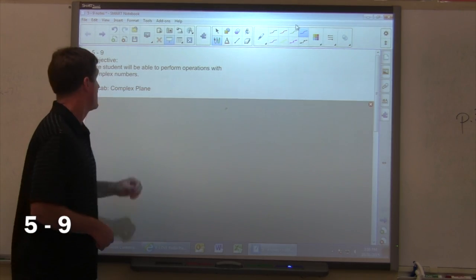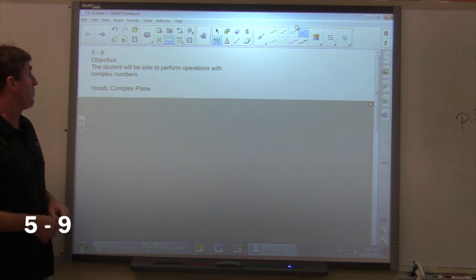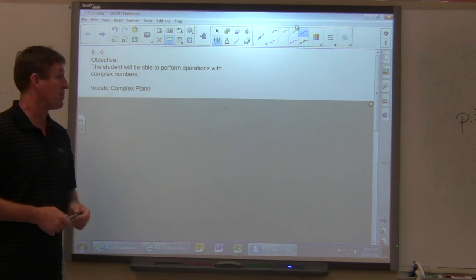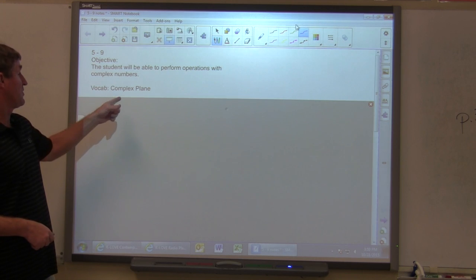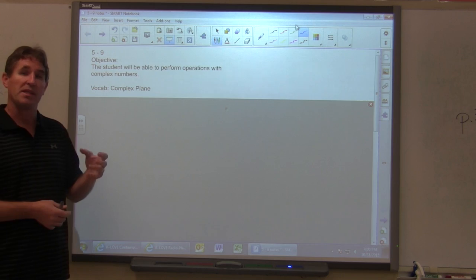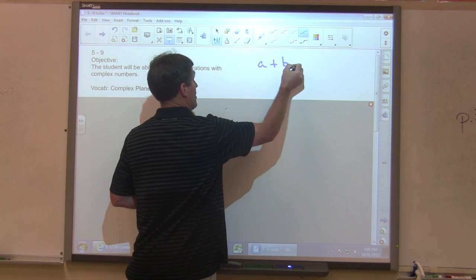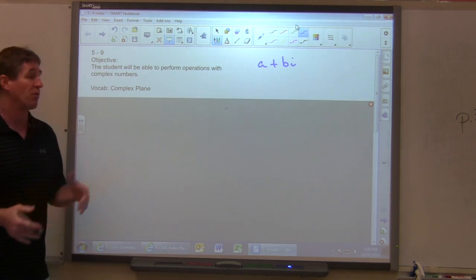All right, our lesson for today is 5-9, and our objective is that the student will be able to perform operations with complex numbers. Our new vocab today is the complex plane. So we've worked with complex numbers. Remember, it has a real part, the a, and the imaginary part, which is the bi, in our general case.